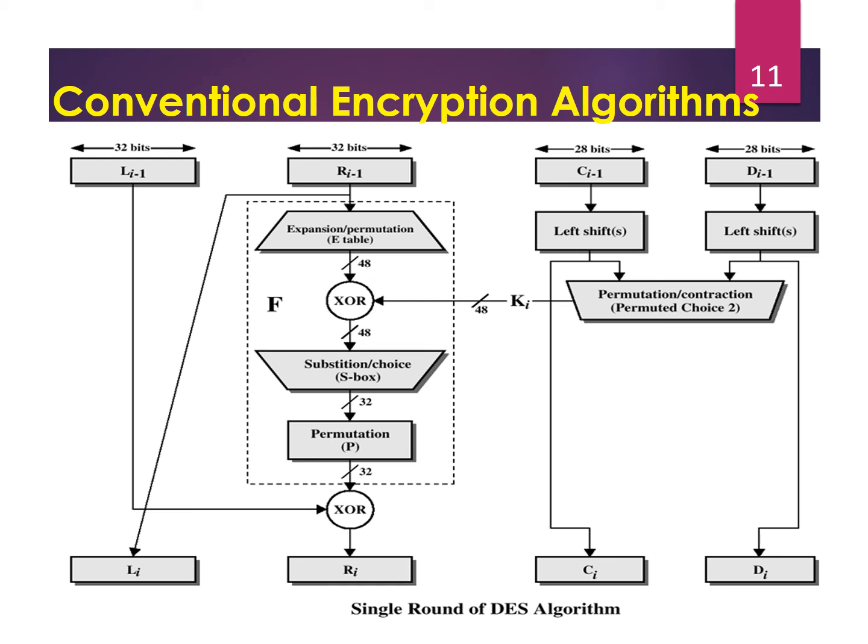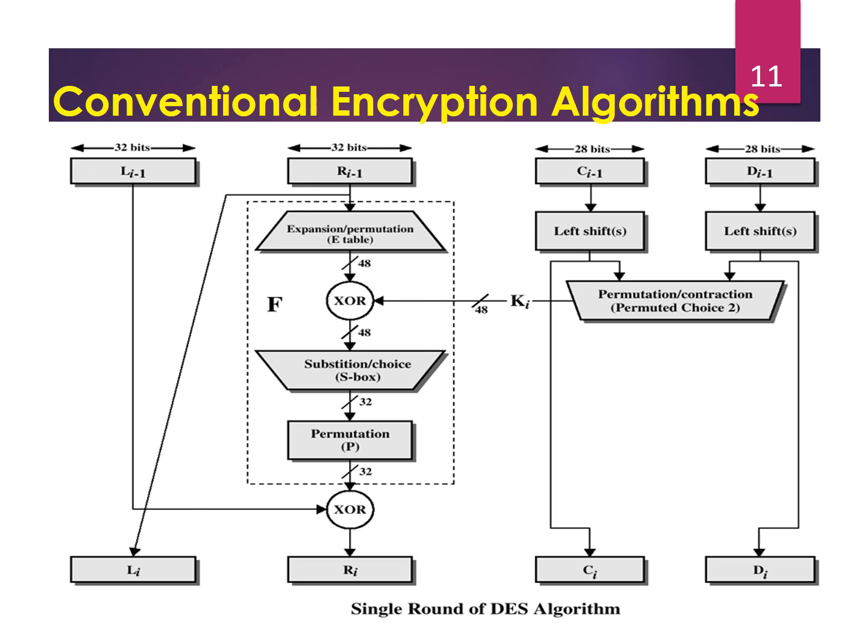The 64-bit block is divided into two parts, left and right. The right part R(i-1) and left part L(i-1): the right side bits go through expansion or permutation using an E table, and the 32 bits are converted into 48 bits. After converting to 48 bits, an XOR is done, and the output will be 48 bits. Substitution is then done on the 48 bits using S boxes, reducing it to 32 bits, and that 32 bits is again passed to the permutation. This process is considered a single round of the DES algorithm.